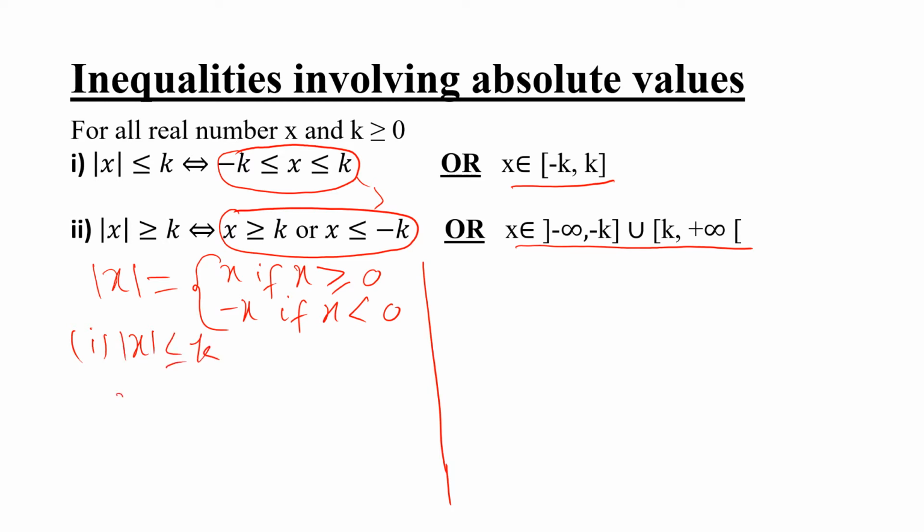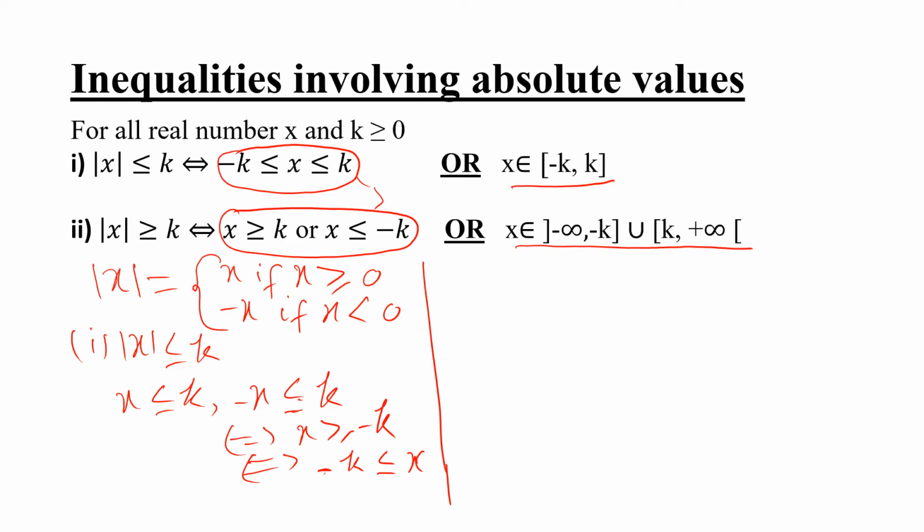We have two cases. The first one is where x is less than or equal to k. The second one is where we have negative x less than or equal to k. This one can be written as x greater than or equal to negative k. Just the sign is reversed because we're multiplying both sides by a negative number, which is negative 1. And this can be written as negative k less than or equal to x.